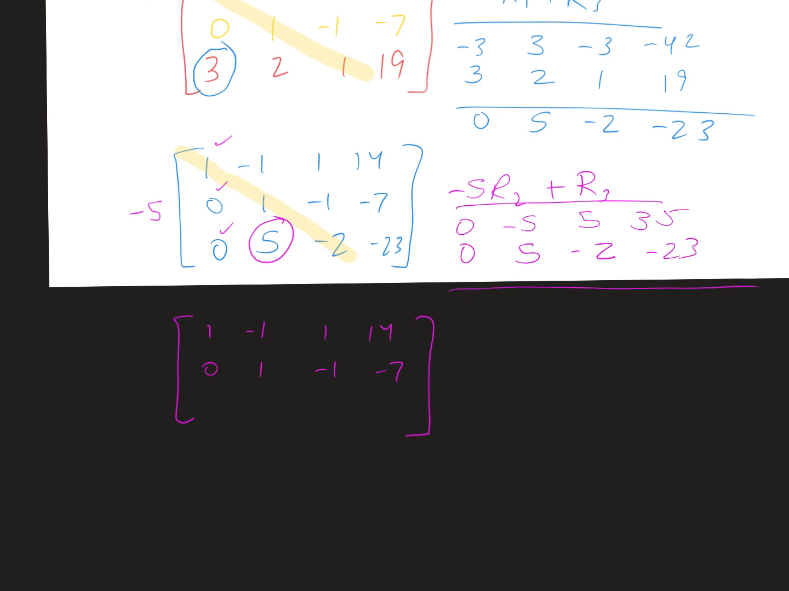So what's my new row? 0, 0. What's 5 minus 2? 3. And then what's 35 minus 23? 12. Okay, so I have 0, 0, 3, 12. We are so close. On my diagonals, I have 1, 1, and then a 3 there. And then I have, look, all these zeros underneath.